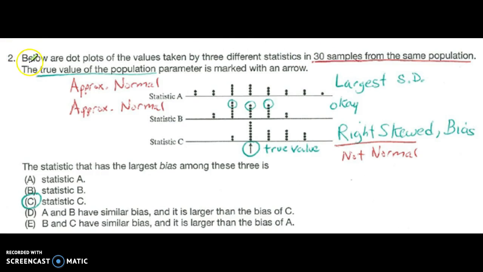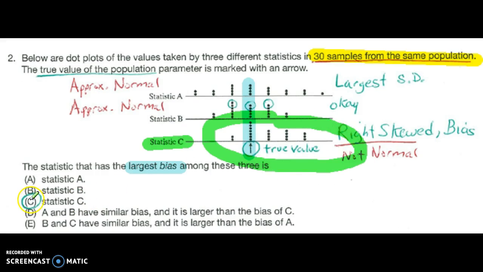In problem number 2, we have 3 dot plots. These dot plots are the result of taking 30 samples from the same population, because the central limit theorem says if we do 30, we'll get a good representation. It says that this arrow marks the true parameter, so this area right here is the true parameter. They want to know which has the largest bias, and we can see C is the one that is off-center, so it has the largest bias.